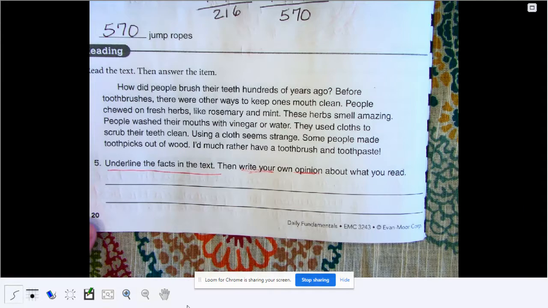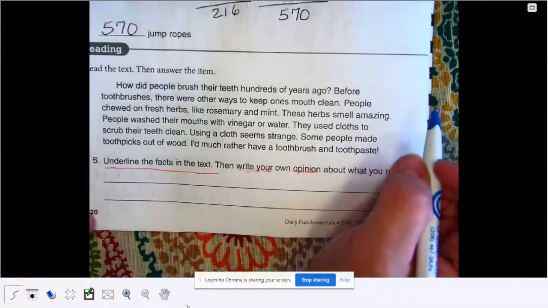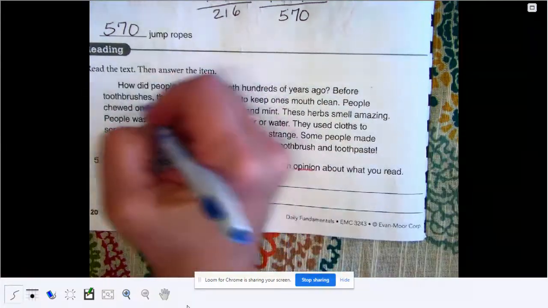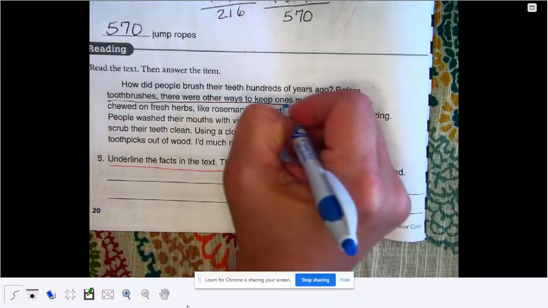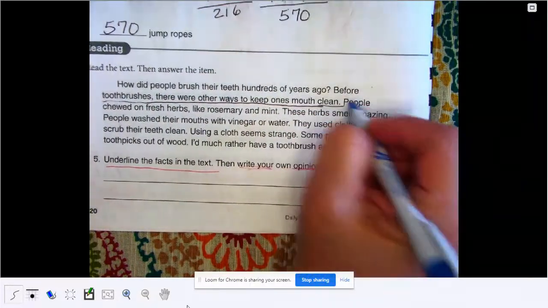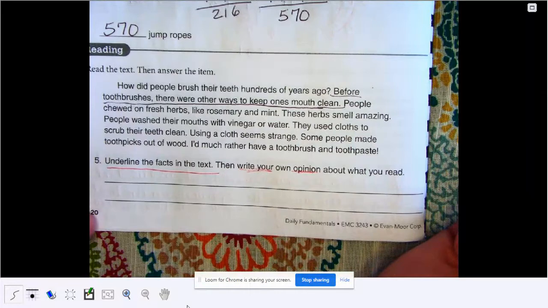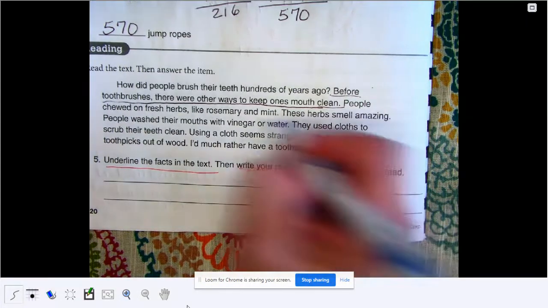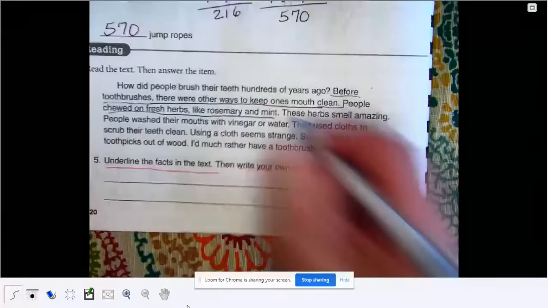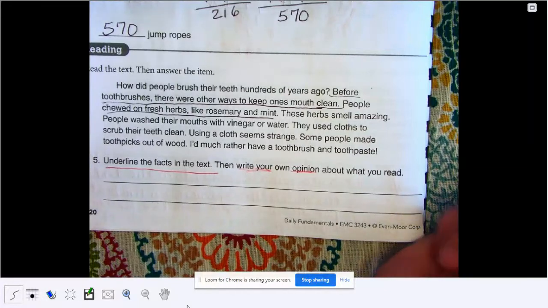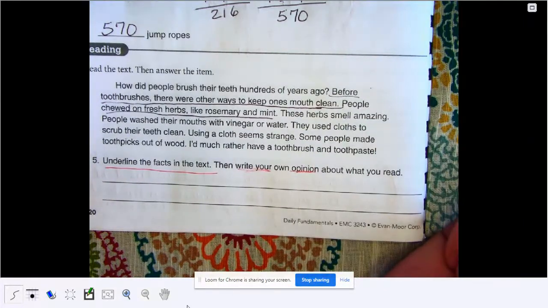Before toothbrushes, there were other ways to keep one's mouth clean. Okay, so that was a fact. People chewed on fresh herbs like rosemary and mint. So those are facts right there. These herbs smell amazing. Ooh, that sounds like an opinion right there.